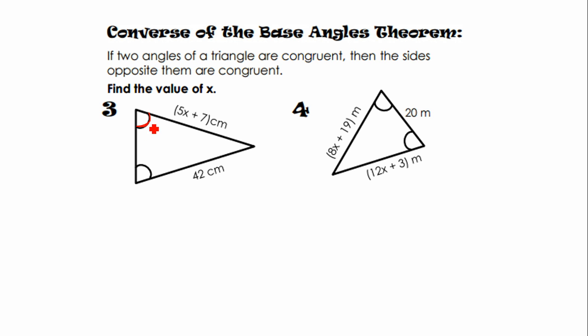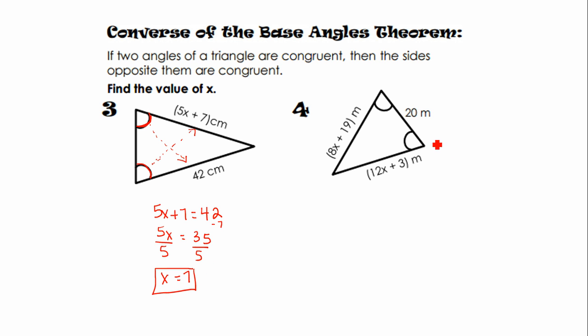So this angle and this angle are the base angles. They are congruent to each other, which means this is an isosceles triangle that has two congruent legs. So if I look across from that base angle and across from this base angle, I would know that 5x plus 7 has to equal 42 because those are the two congruent sides. So if I subtract 7, 42 minus 7 is 35, and divide by 5, x is 7.